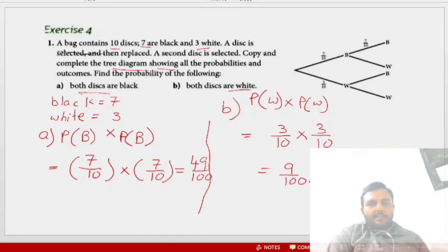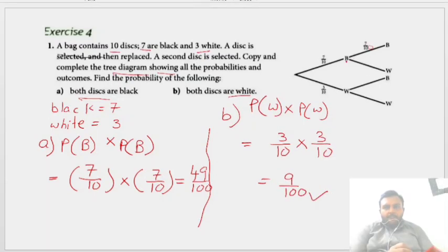I think you understand the second part. Now 7/10 is for black, then white is 3/10, so you can say 21/100. Then here white to black: 3/10 is white, and then black is 7/10, so again it is 21/100. And then we come here: 3/10 white and again white, so it is 9/100. Hope all of you understand.